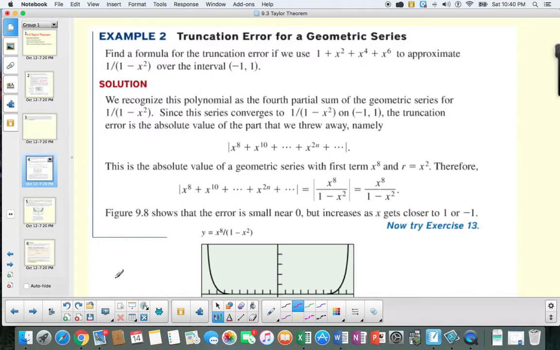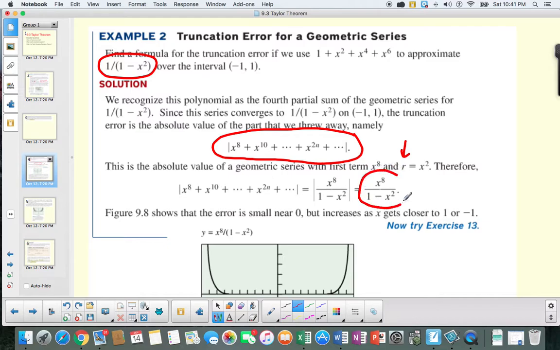Let's take a look at truncation error in a geometric series. Here is the geometric series that's approximating this function in the interval from -1 to 1. What we'd like to take a look at is all the other terms that we eliminated, which are right here. These are all the terms that we are no longer considering once we use a Taylor polynomial. Now this happens to be a geometric series. The ratio is x squared, so we can take the rest of the series that we have eliminated and actually write its error. And this is it.